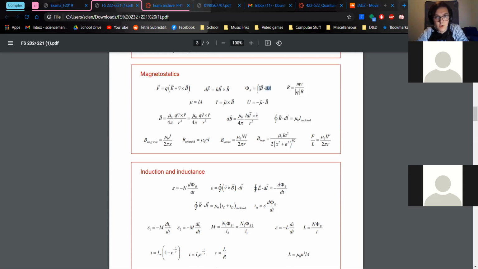So this is the definition of magnetic flux right here. Notice it's an area integral. You're integrating over an area. So it's essentially the same idea though. Remember, flux is just an area vector dotted into a field vector. And this formula right here describes the radius of curvature, the radius of the circle that a charged particle will make at a certain velocity in a certain B field. So that's all that is.